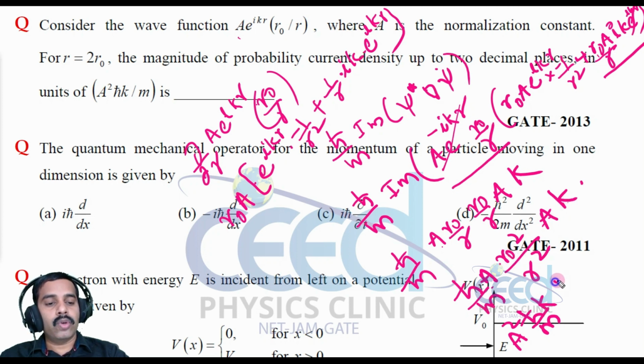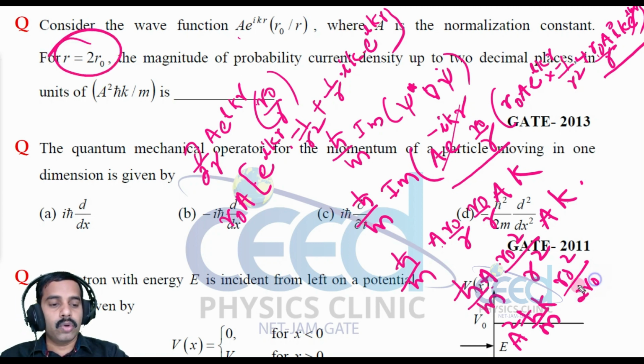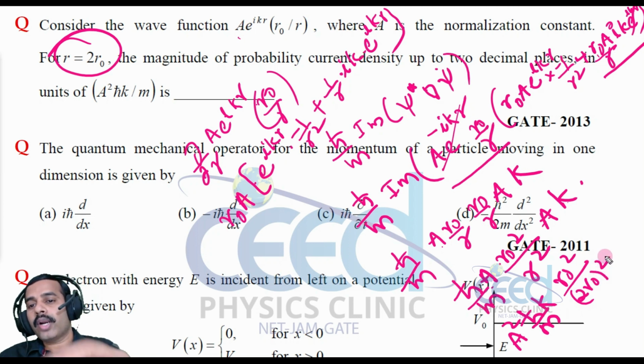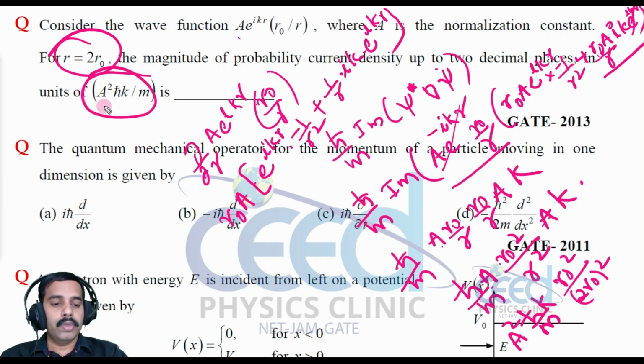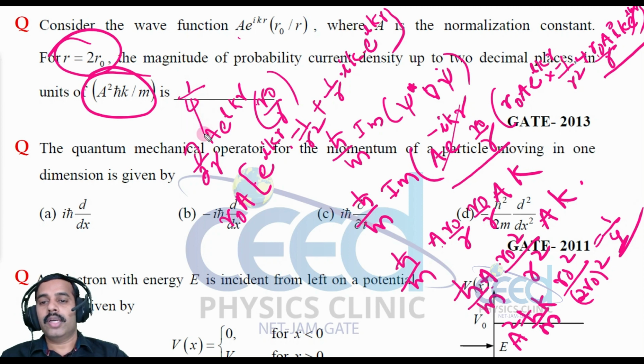And r0 square divided by r square, and this r is equal to 2r0, that is given. So (2r0) whole square, so this becomes 1 by 4. So we have to write this answer in the unit of a square h cross k by m. So a square h cross k by m, what is remaining? r0 square, r0 square cancel, what is remaining? 1 by 4. So the answer is 0.25.